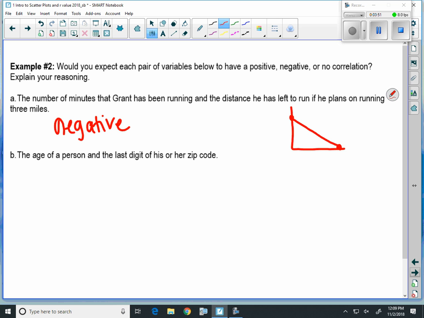All right, the age of a person and the last digit of their zip code. What do you think? Positive, negative, or no correlation? No correlation. It doesn't matter what their zip code is, right? Those two things just don't mesh. So if it ever sounds weird like that, it's no correlation. All right, what questions do you have so far?